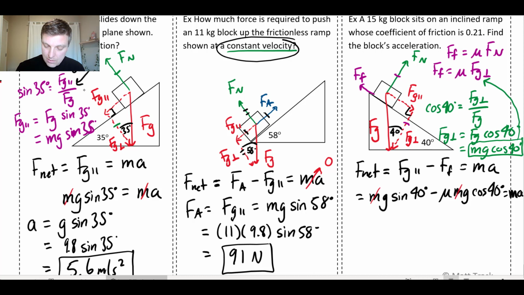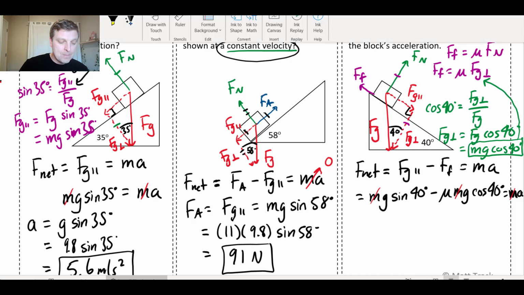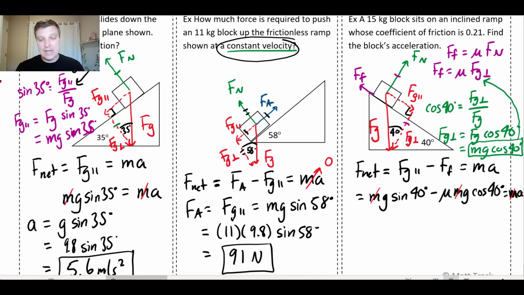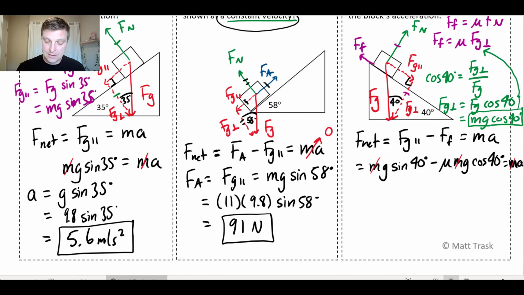Mass cancels out. That might be a little bit surprising, but it turns out that even when we factor in friction, if we're sliding down a ramp, the acceleration is not impacted by the mass. The larger mass doesn't accelerate faster. So acceleration is going to equal g sine of 40 degrees minus mu g cosine of 40 degrees.